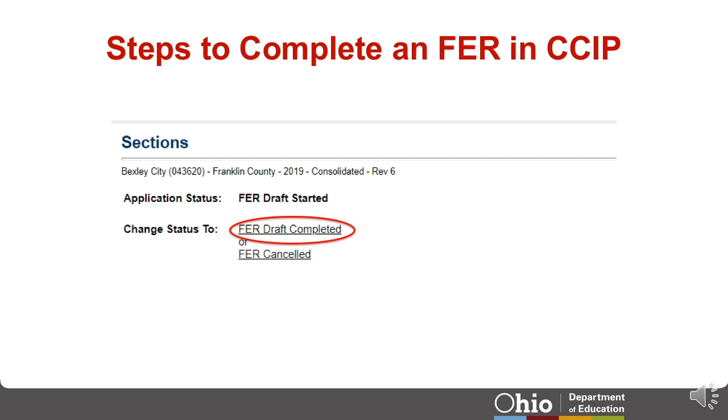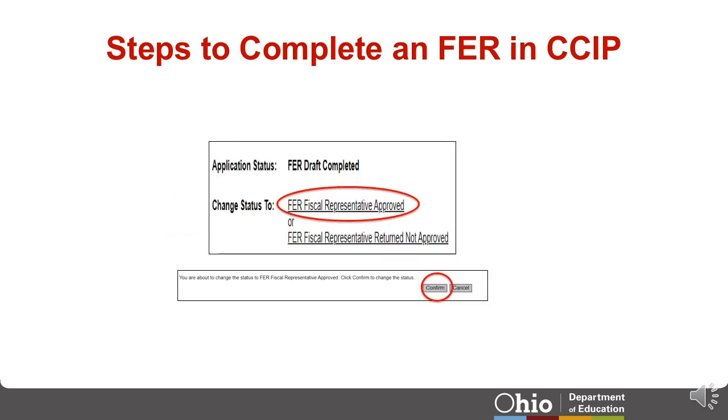Once all error and warning messages have been addressed, the status of the FER is ready to be changed to FER Draft Completed. The FER is now ready for the fiscal representative or treasurer to verify the accuracy of the information and change the status to FER Fiscal Representative Approved and click Confirm that you are about to change the status.